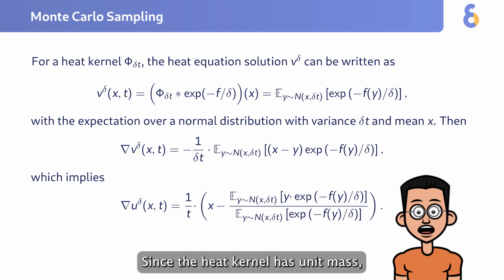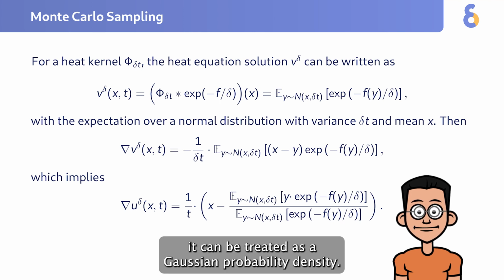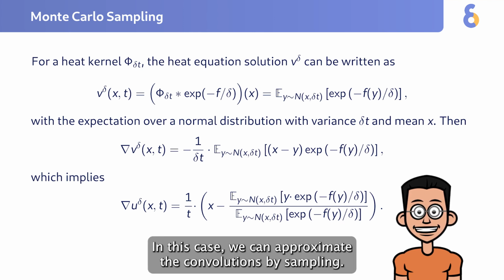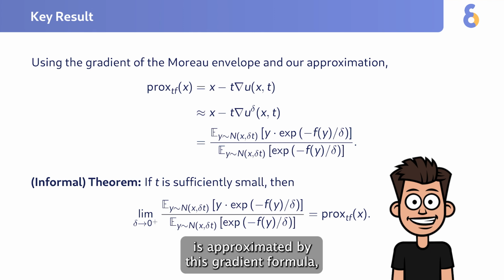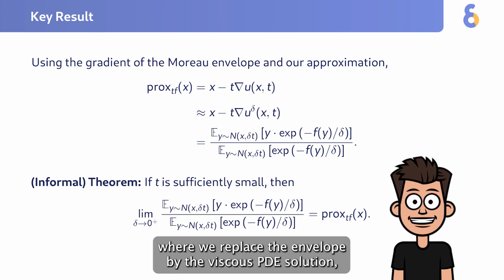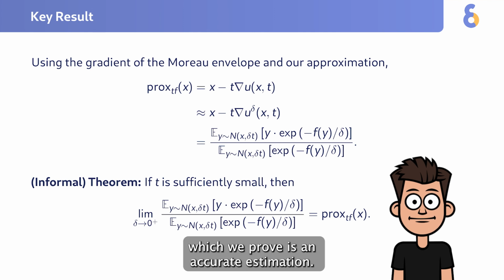Since the heat kernel has unit mass, it can be treated as a Gaussian probability density. In this case, we can approximate the convolutions by sampling. Putting everything together, we see the proximal is approximated by this gradient formula, where we replace the envelope by the viscous PDE solution, which we prove is an accurate estimation.